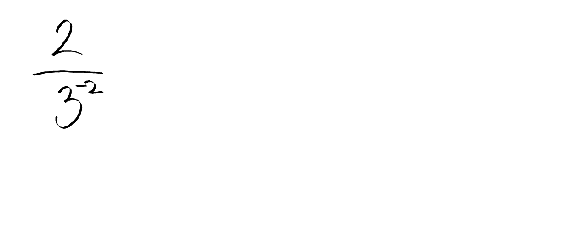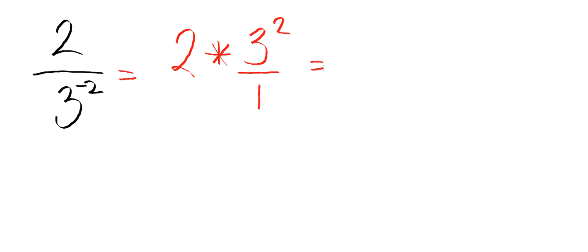That 3 still needs to move, but my 2's not going anywhere. That 2 needs to stay right where it is, and I'm going to write a multiplication sign. That 3 is going to move up into the numerator of a fraction. My 1 is there. I took the reciprocal. I flipped it upside down. I don't actually need to write it that way. I can just go straight to 2 times 3 squared. Okay.